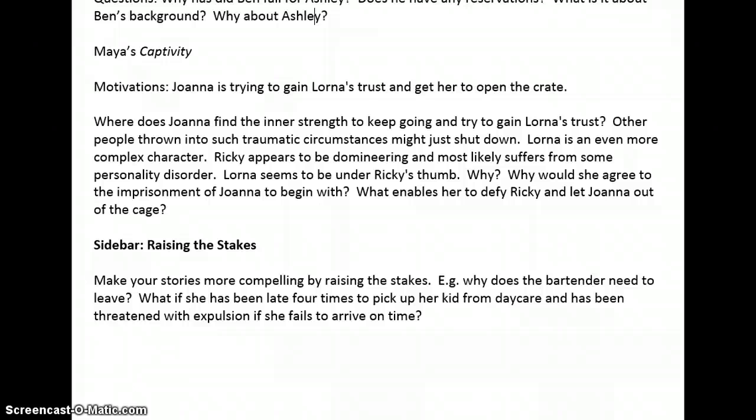I want to add one final sidebar, which is about raising the stakes. The more that you can raise the stakes in your story, the more that you can make it a compelling story that keeps your readers interested. So a lot of you had a minor character, such as a bartender or a waiter in your storyline, and some of you wrote as their motivation that the person wants to leave.